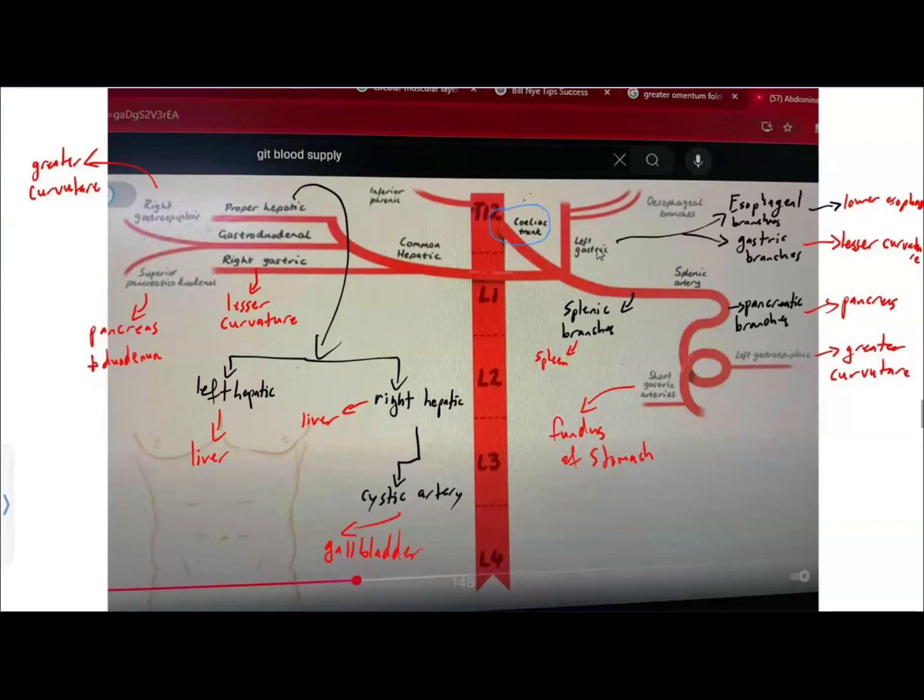We have the celiac trunk going out. We have 3 branches from it. The first branch is the splenic artery. The second branch is the left gastric. The third is the common hepatic. We're going to focus on the splenic artery for now.